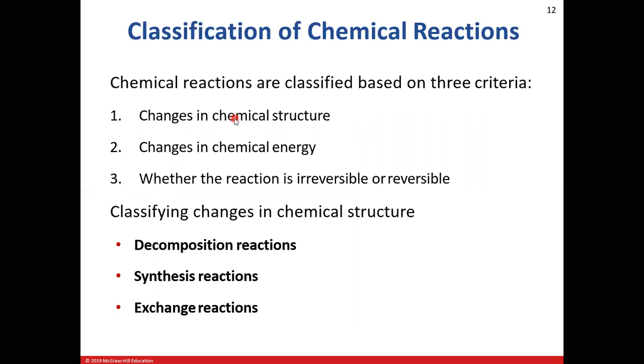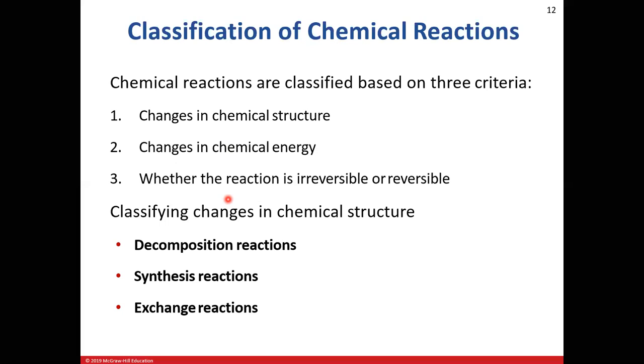So if we look at the reactions, we classify them based on 3 criteria. We have 1, the changes in chemical structure. 2, we classify them based on the changes in chemical energy. And 3, we classify them whether the reaction is irreversible or reversible. So let's look at the chemical structure first. When we look at the changes in chemical structure, we're looking at how things actually transition chemically.